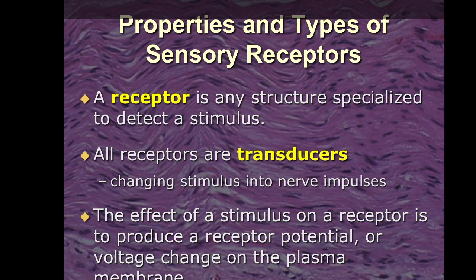Okay? So the effect of a stimulus, which could be light, pressure, heat, or cold, is to produce a receptor potential or a voltage change in that plasma membrane. And once we get a voltage change in the plasma membrane, we get an action potential, and then we can activate other neurons. Okay?